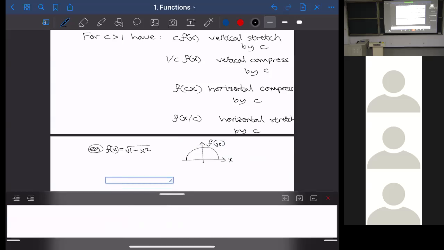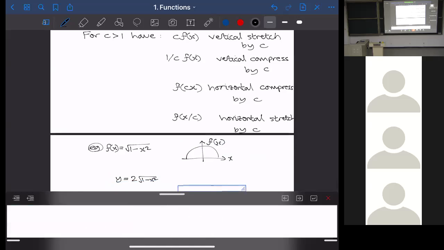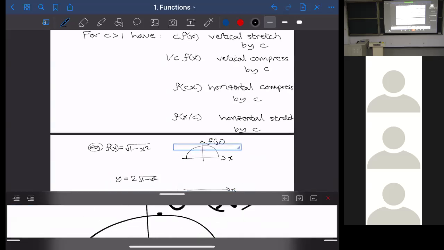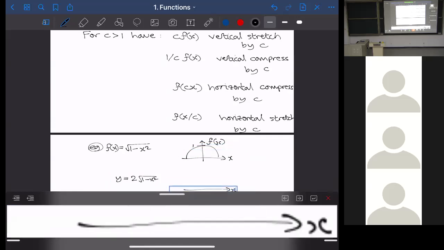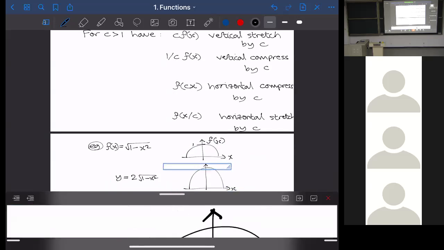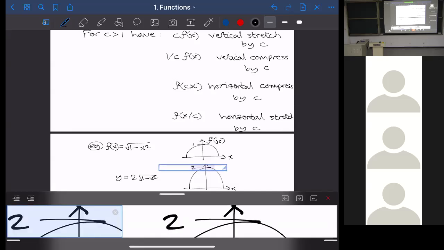So if I want to graph y equals 2 times the square root of 1 minus x squared, what do I get? Well, I stretch upwards by 2. And now the intercept is 2.